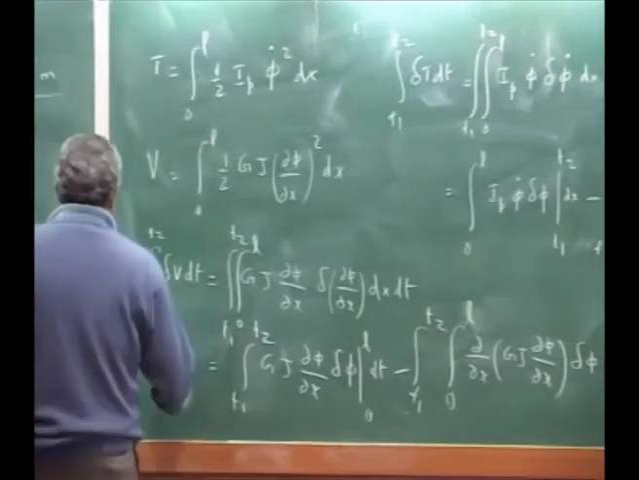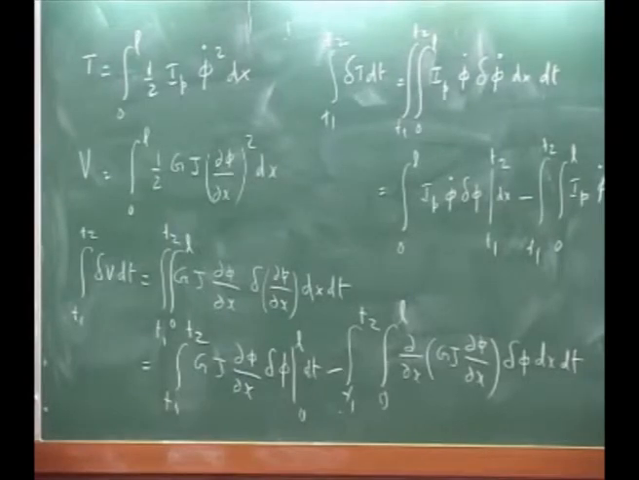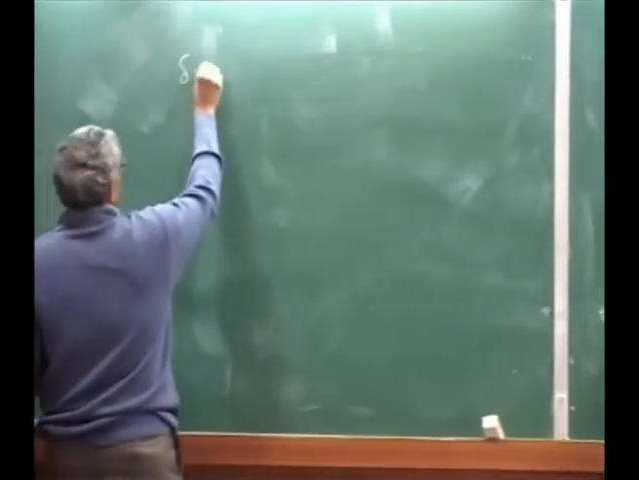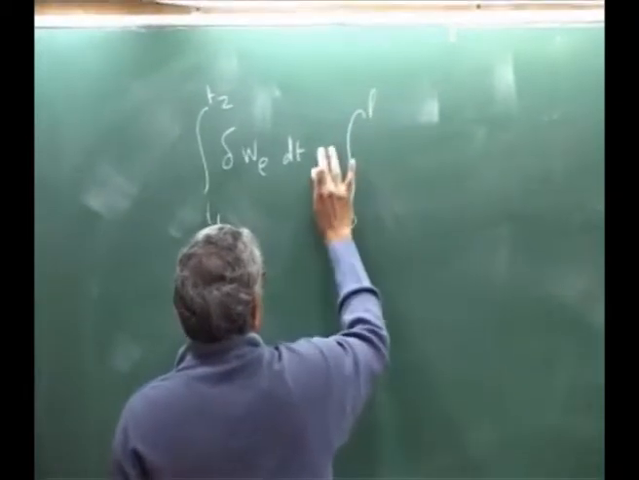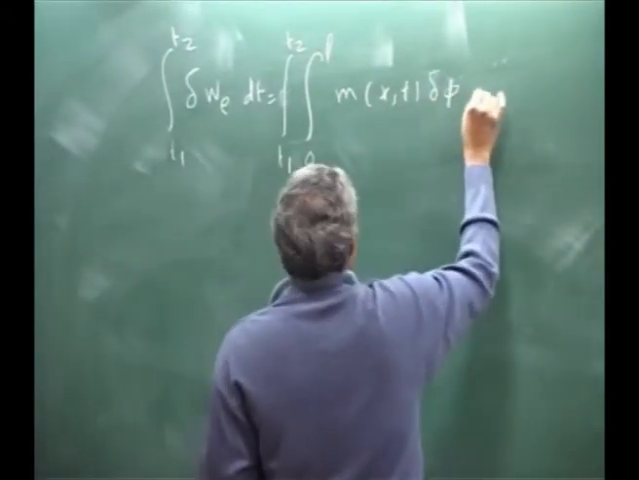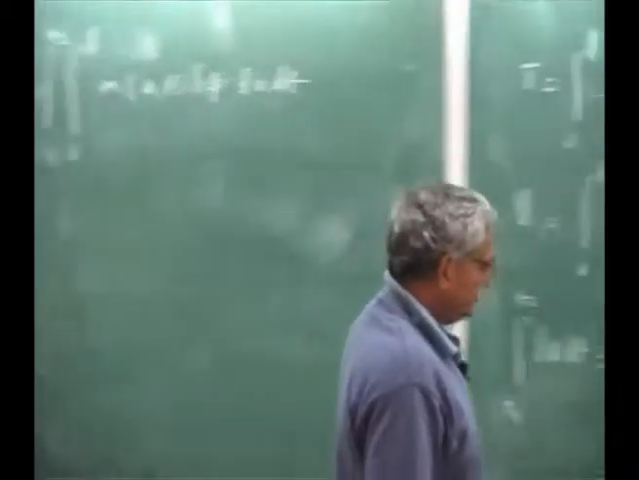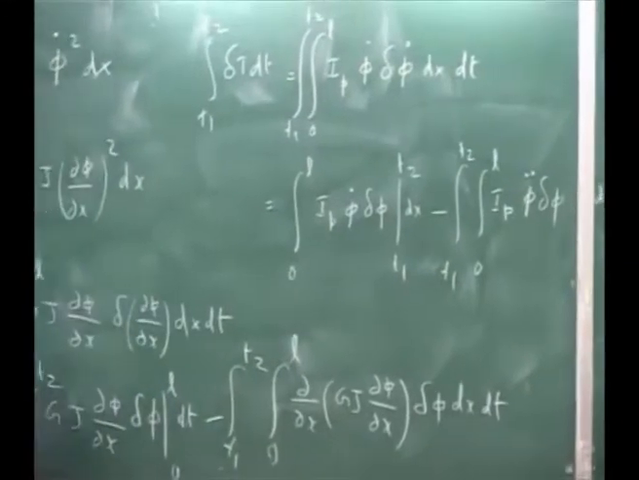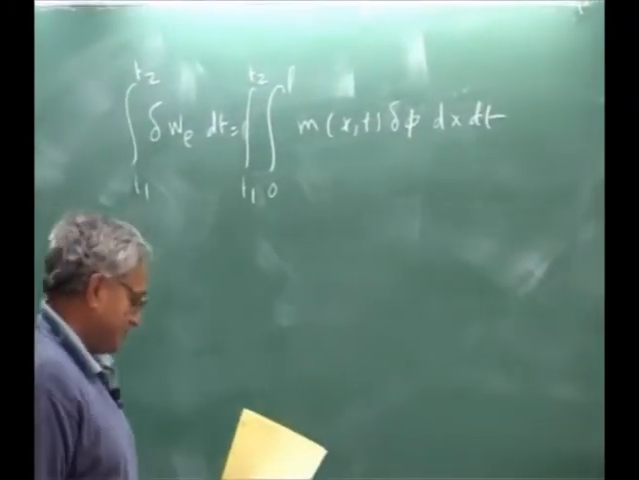Now as usual, I will erase this part. The external twisting moment, that delta W will be just mx delta phi. That's all. So that you will write it as integral T1 to T2, okay. Now you combine this term and this term. Okay. Combine all the three with proper sign convention, then you will have the field equation.